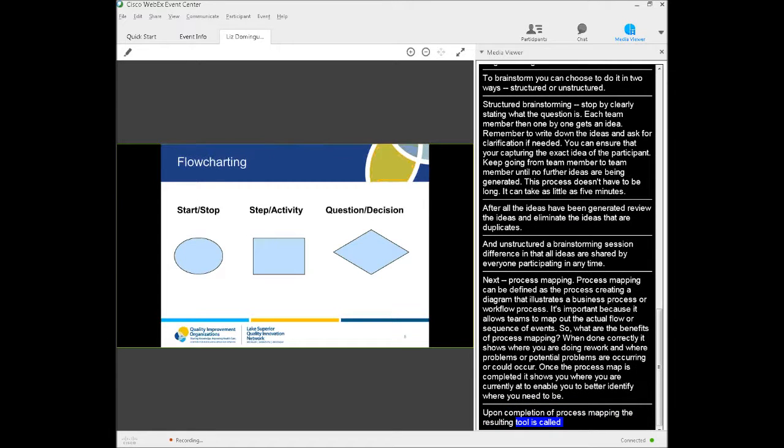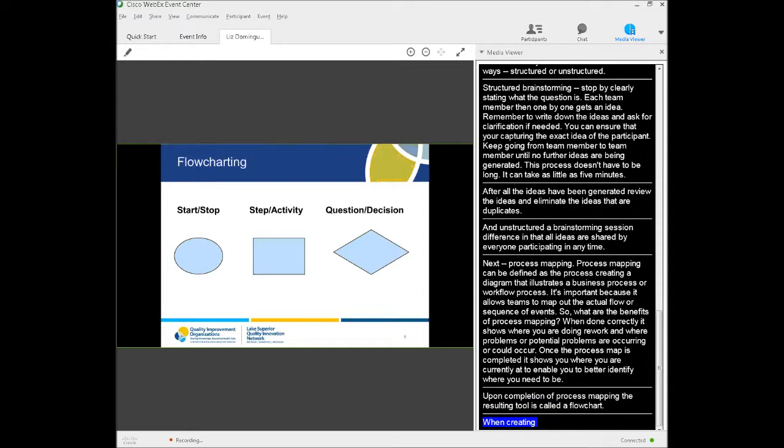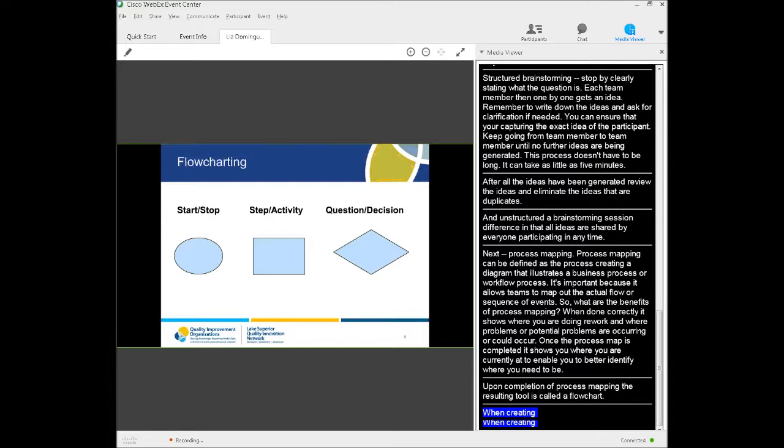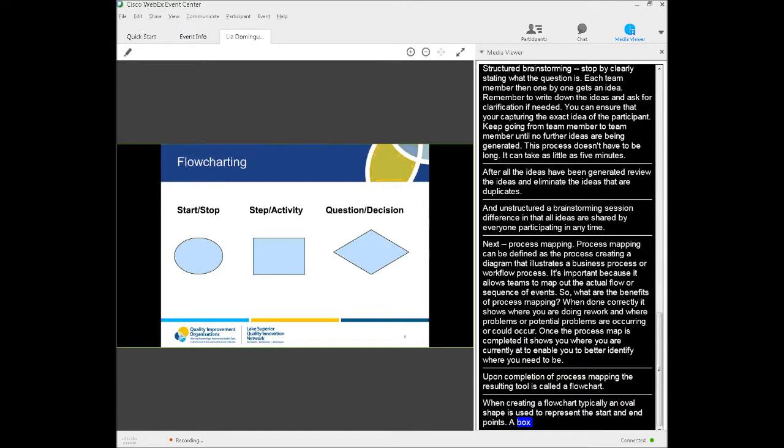When creating a flowchart, typically an oval shape is used to represent the start and end points. A box shape represents a process or activity to be performed. A diamond shape signifies a point where a question is asked or a decision is required.